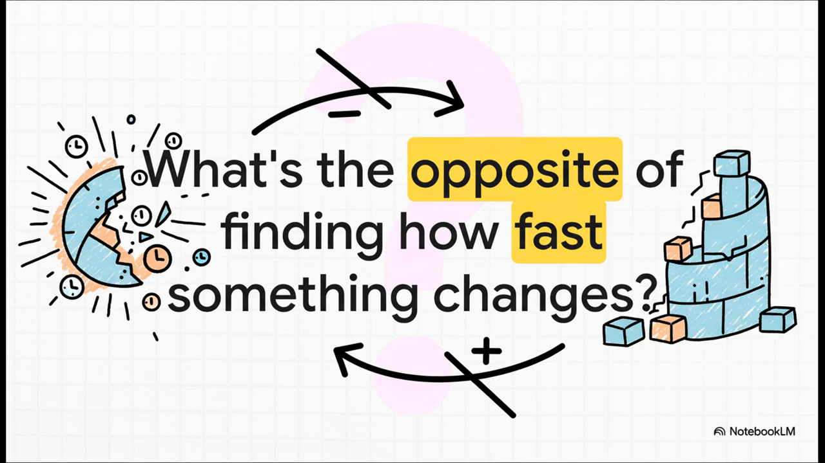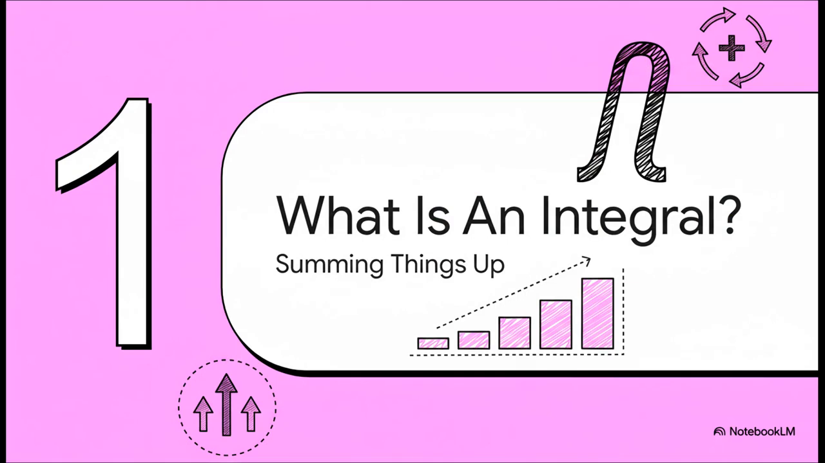If a derivative is like slicing something open to see how fast it's changing at one exact moment, what's the tool you'd use to do the opposite? You know, to put all those tiny moments back together? That's the big puzzle we're going to solve right now. And the answer is the integral.